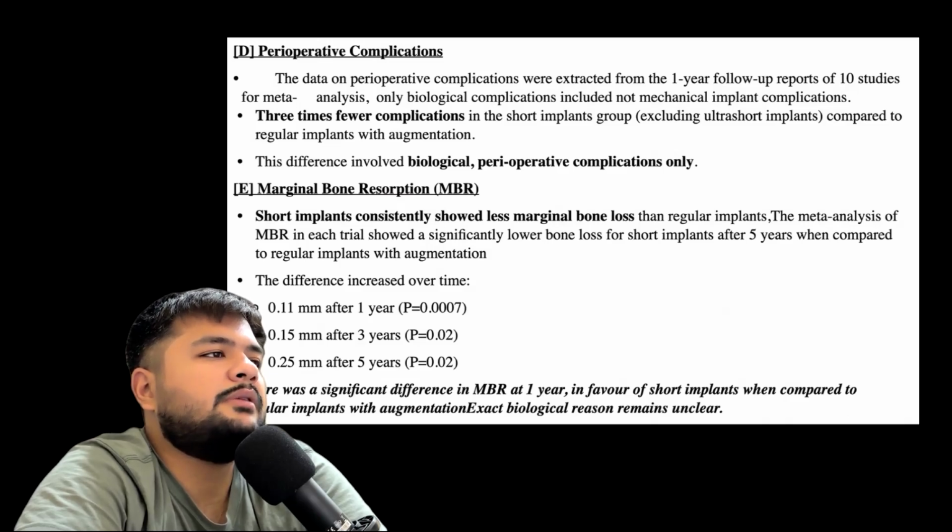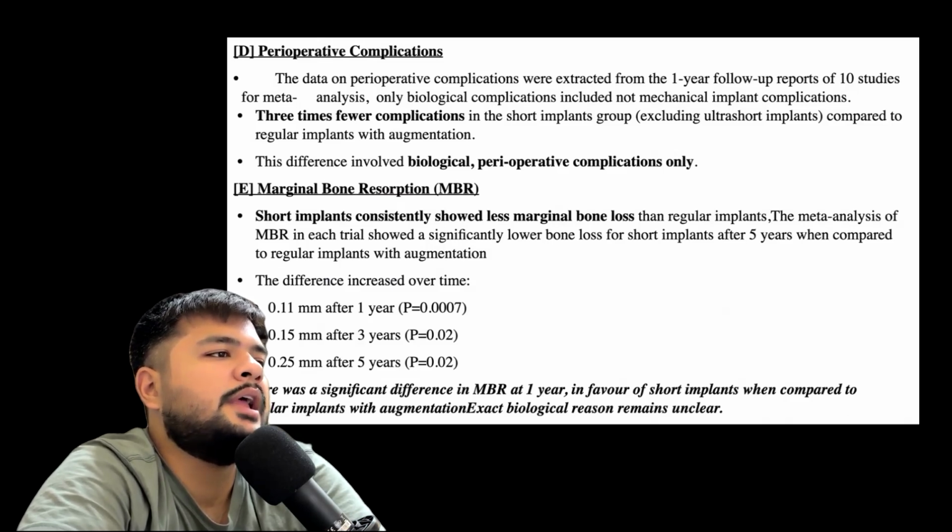Then coming to marginal bone resorption. Short implants consistently showed less marginal bone loss than regular implants. The meta-analysis of the marginal bone resorption in each trial showed a significantly lower bone loss for short implants after 5 years when compared to regular implants with augmentation. The difference increased over time.